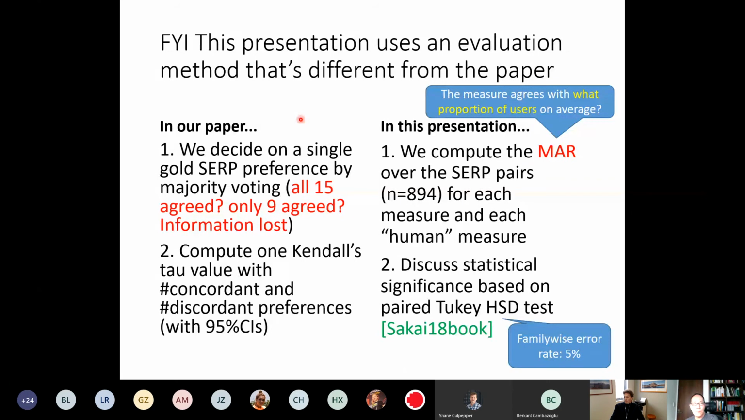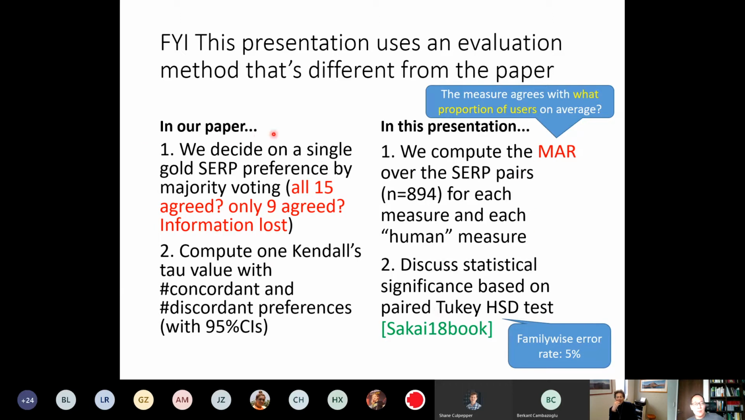So I will give you some results. Before showing you some results, in the actual Sakai paper, I used Kendall's tau to quantify the agreement with users' SERP preferences. Now I like this method better, the mean agreement rate method better. So I will show you these results instead.